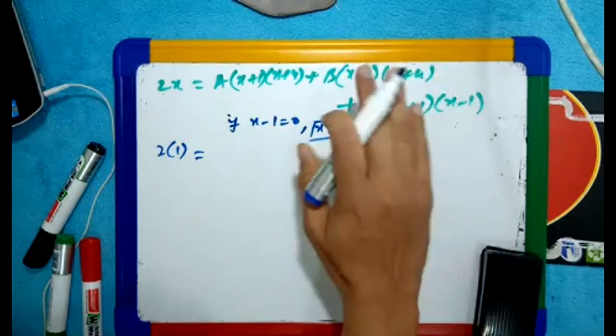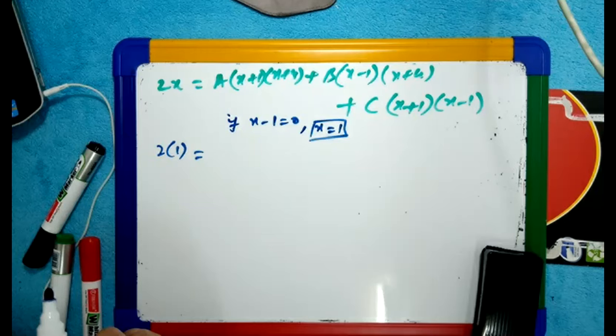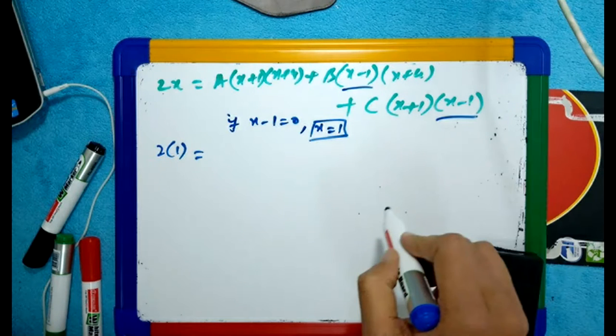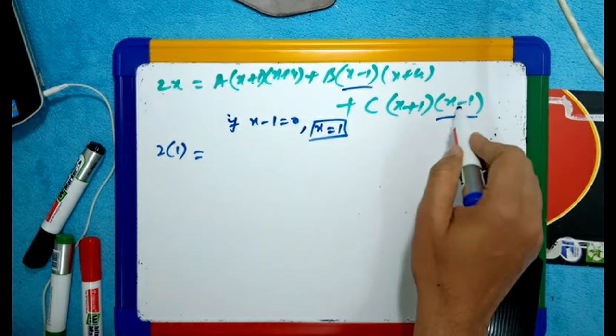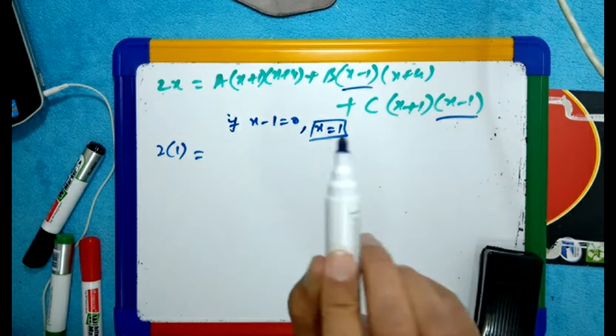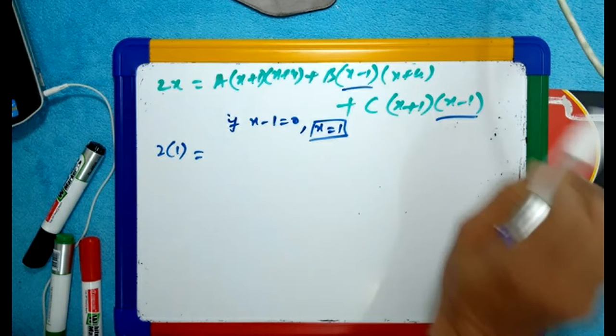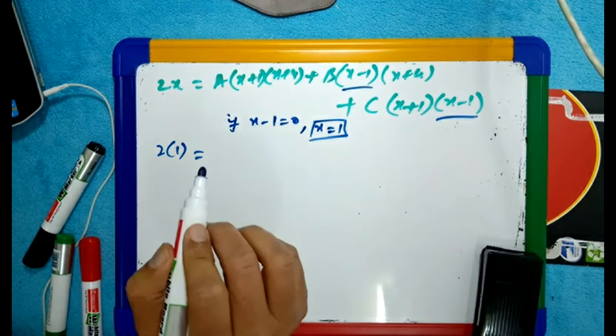I want to remove b and c. In b and c, I see this one is common. So I take this one and put it equal to 0. So this will also be 0, and this will also be 0. Both will finish. My a is concerned, right? In a, x minus 1 is not present, so a will remain. So x is 1.